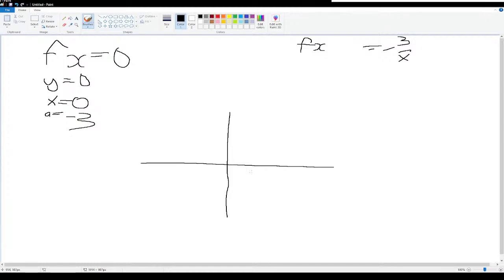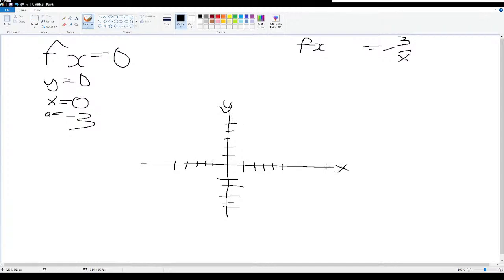3 over alpha x, okay. And so, where is my, here. 1, 2, 3, 4, 5. So the y asymptote is on this line here, the x asymptote is on this line here.